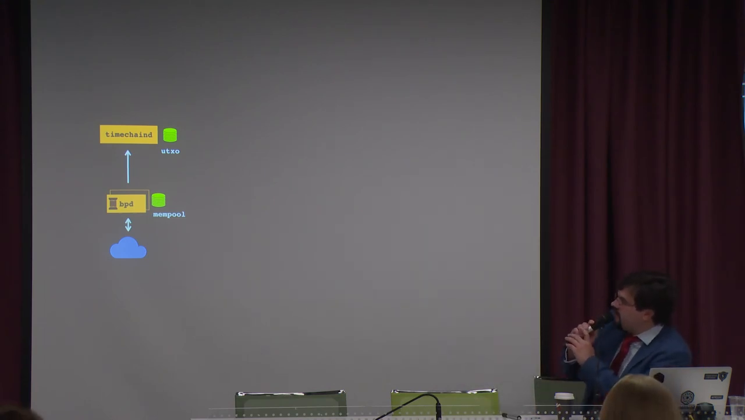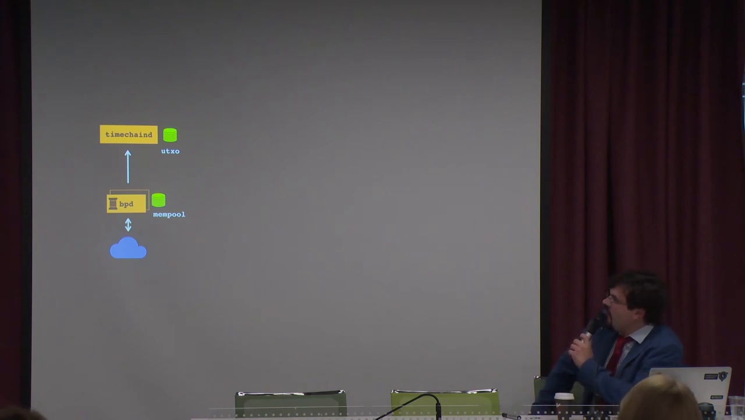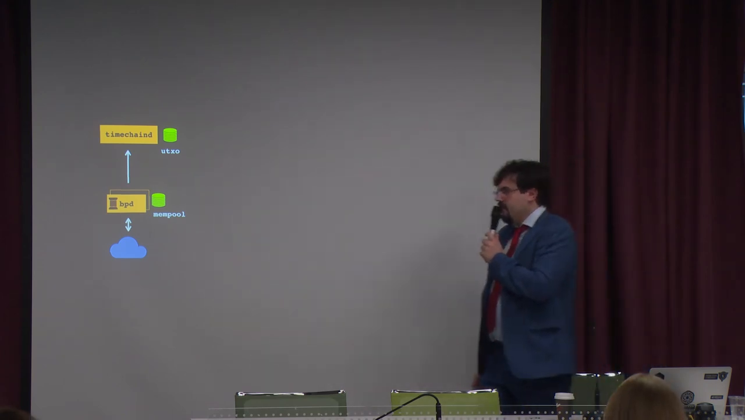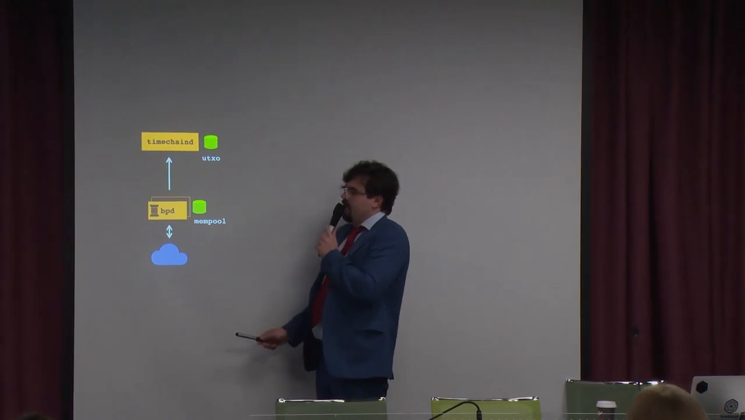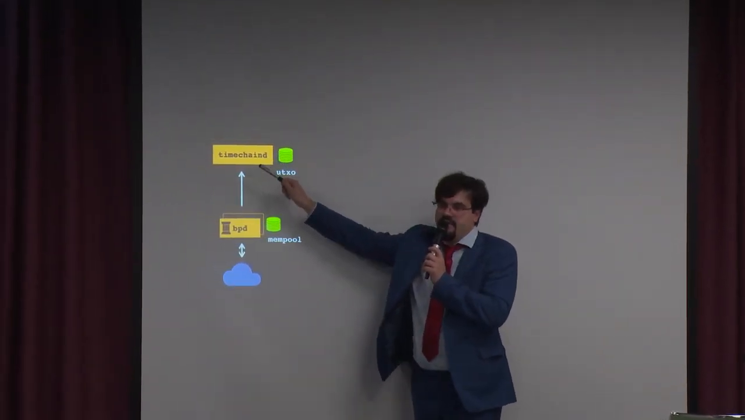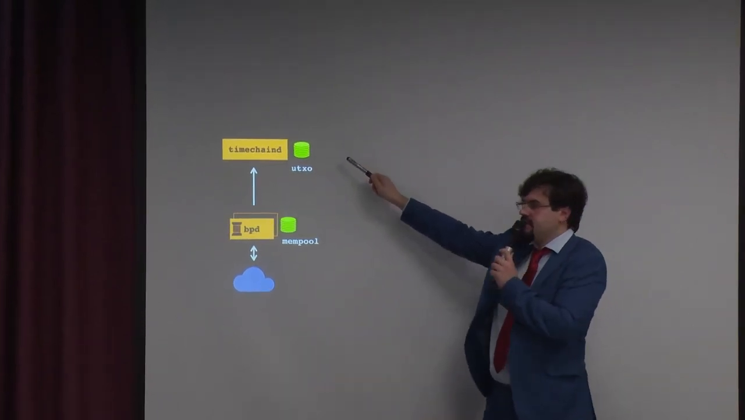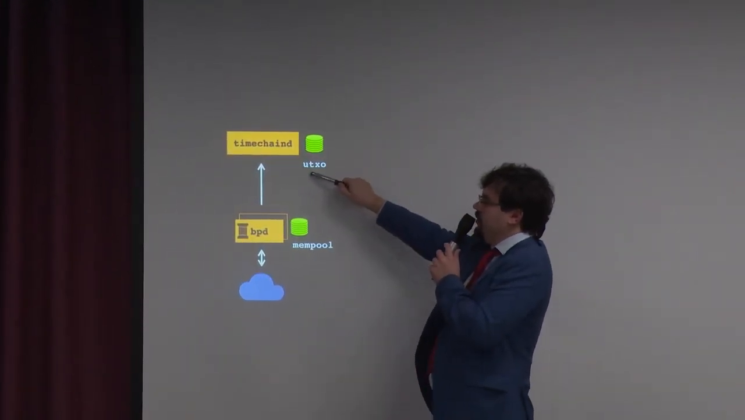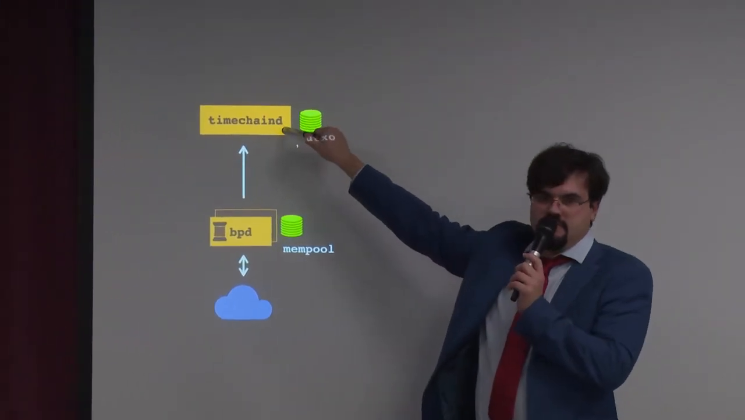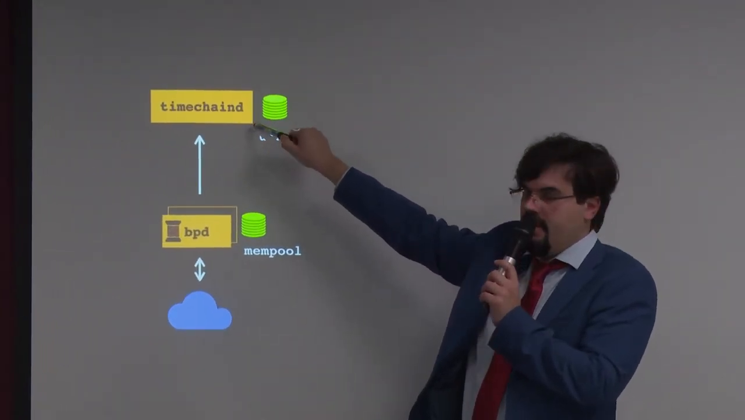Starting from Bitcoin itself. Bitcoin, I mean Bitcoin Core, has two different layers. The first layer is a part of the blockchain. It is the actual state of the blockchain data, and the state of the blockchain is the UTXO set. This is a consensus-critical thing.